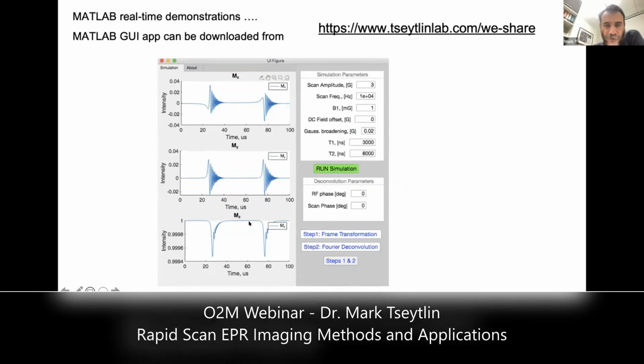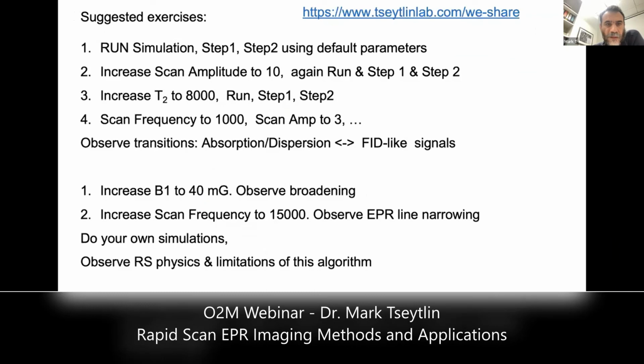So this software includes this frame transformation, step 1 I talked about, also for your deconvolution. So you're welcome to play with this software again. If there are glitches, let me know, or if you need an update. I mean, it's been 2 years, but it worked 2 years ago. There are some suggested exercises you can do with that software.